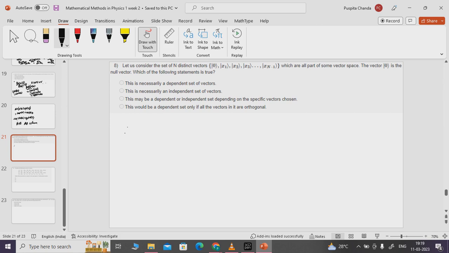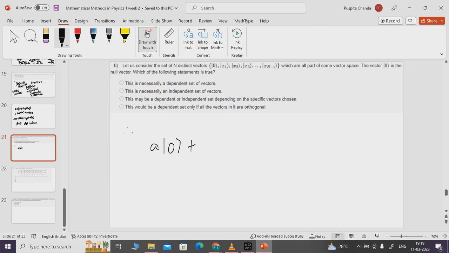This would be a dependent set only if all vectors are orthogonal. No, the vectors which are orthogonal to each other will be independent. Okay, the last option is not true at any cost.